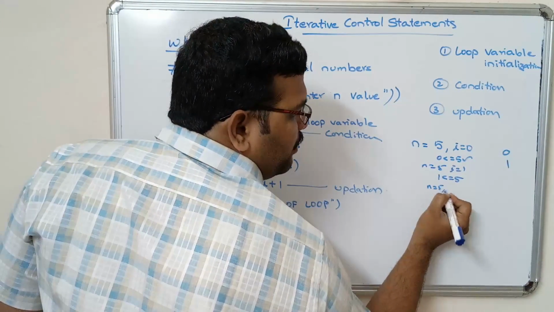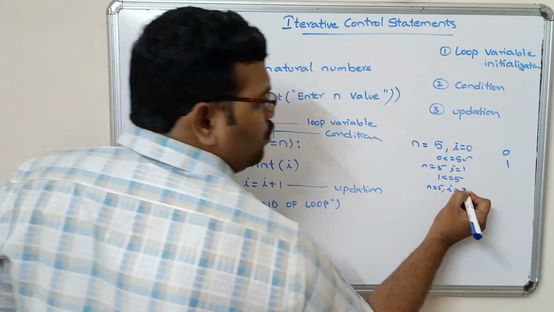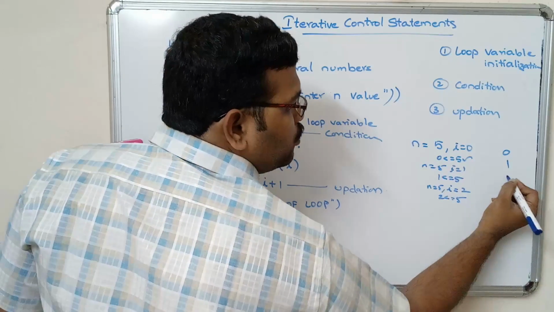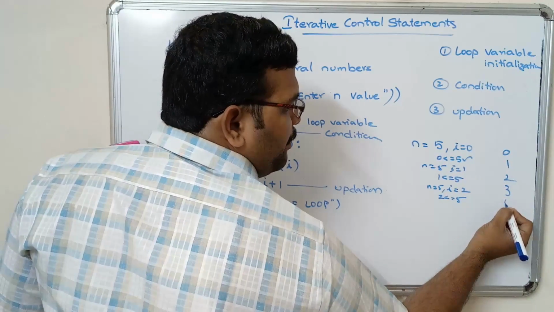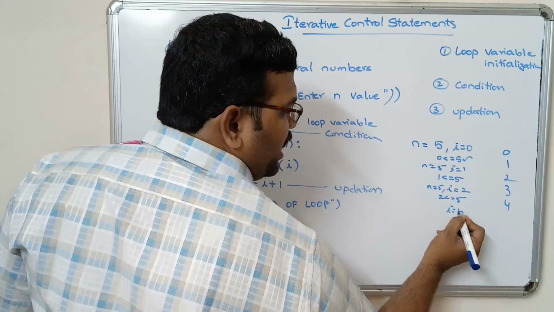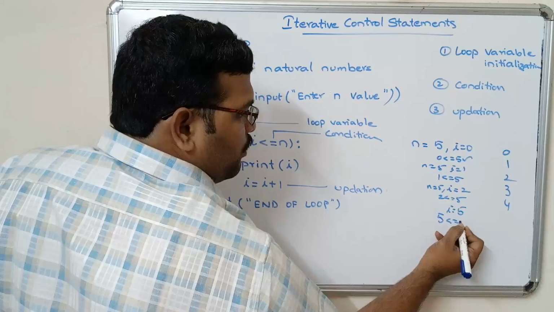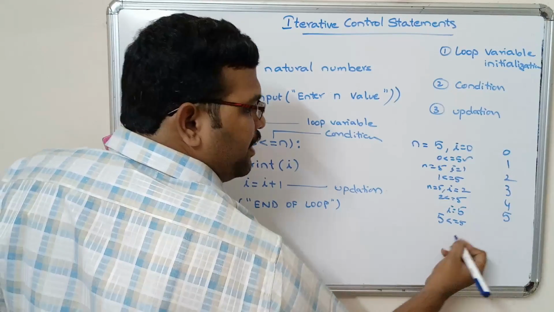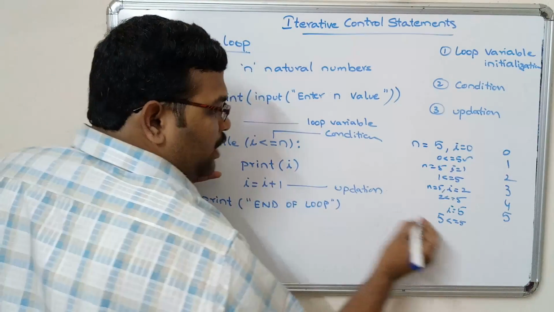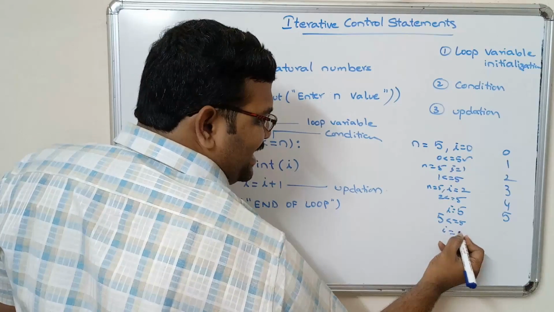N is equal to 5. I is equal to I plus 1, so 2. 2 less than or equal to 5, True. 2 will be printed. 3 will be printed. 4 will be printed. After that I is equal to 5. So here we have written 5 less than or equal to 5. This is also true, 5 will be printed. Again I is equal to I plus 1. Now I is equal to 6.